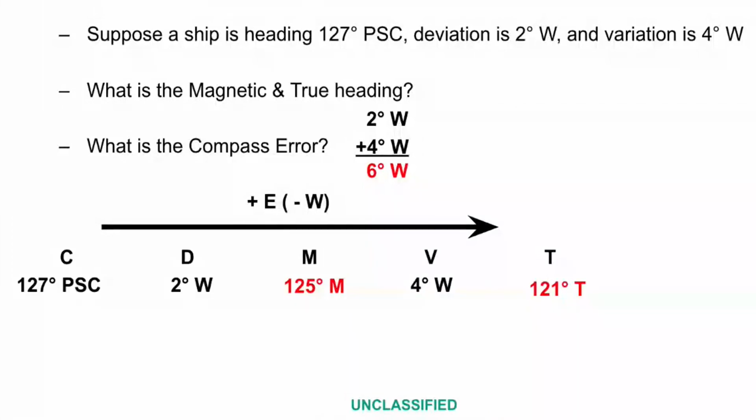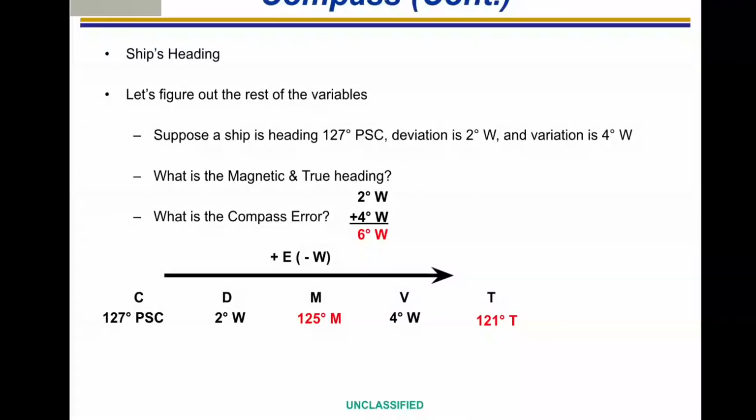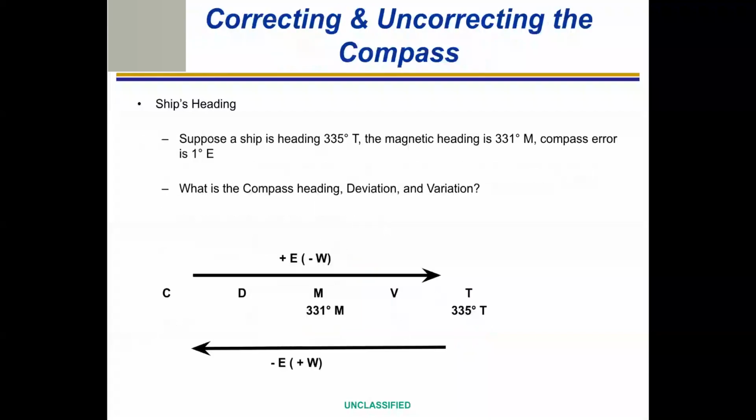So 127 to 121, tying that back to our compass error, is a difference of 6 degrees, and our compass is greater than our true heading. When compass is best, our error is west. So we did a little checksum, and we can check our work to ensure that we did our math correctly. Let's move on to another problem that's a little bit more complex.